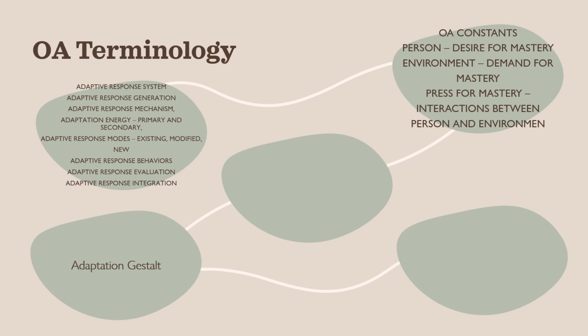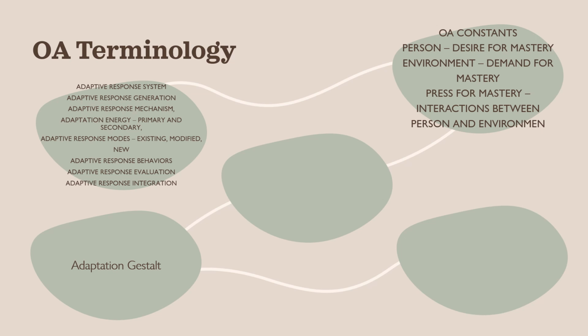Some of the terminology from this model is adaptive response system, adaptive response generation, adaptive response mechanisms, adaptation energy, primary and secondary, adaptive response modes, which are existing, modified, new, and then the adaptive response behaviors, adaptive response evaluation, and adaptive response integration.